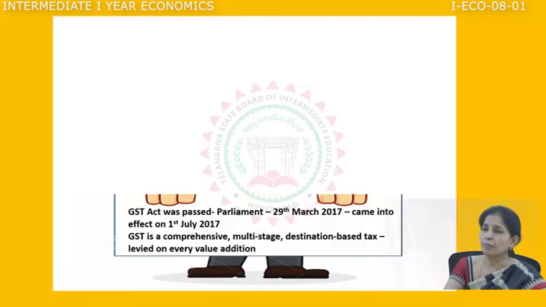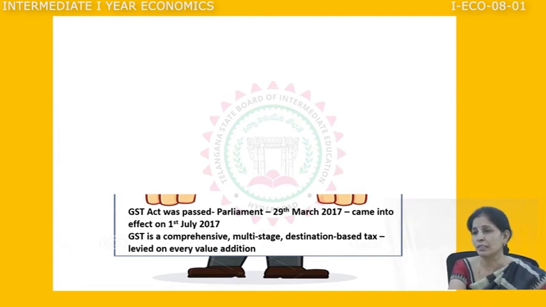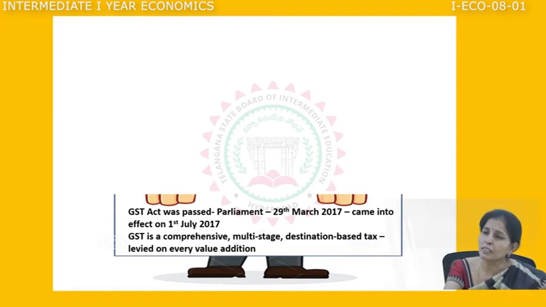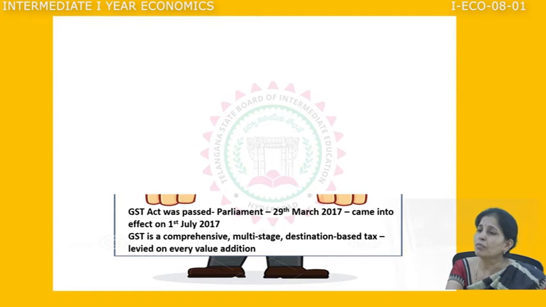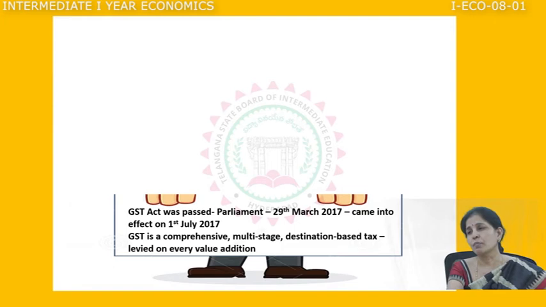Now, when did this act come? The GST Act was passed in Parliament on 29th March 2017, and came into effect on 1st July 2017. You have to remember the date. But what exactly is GST? We consider this to be a comprehensive, multi-stage, destination-based tax which is levied on every value addition.